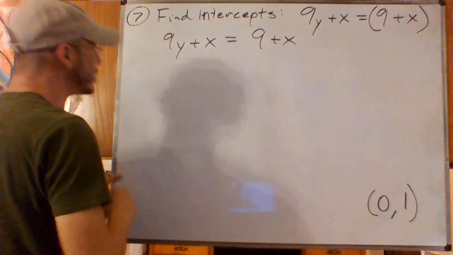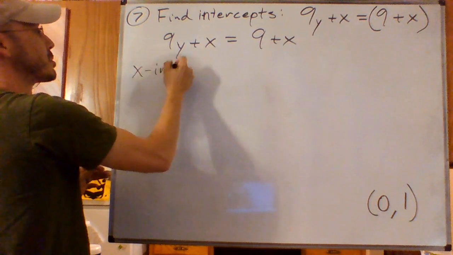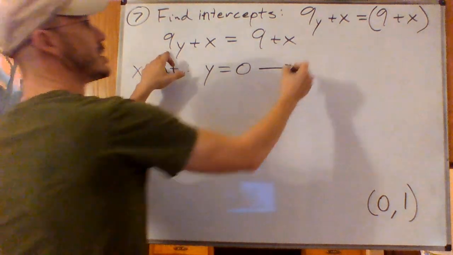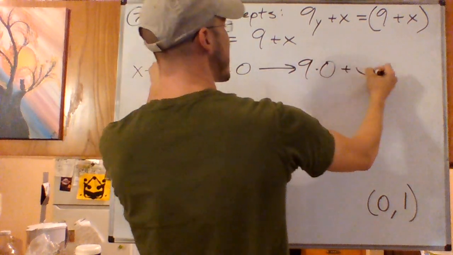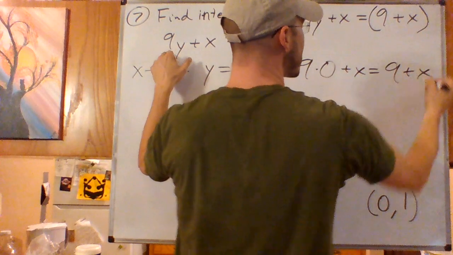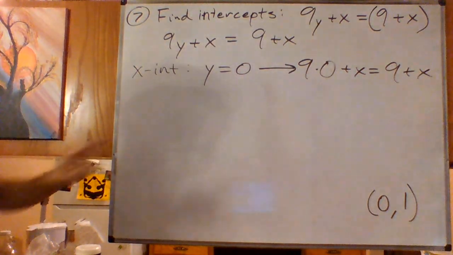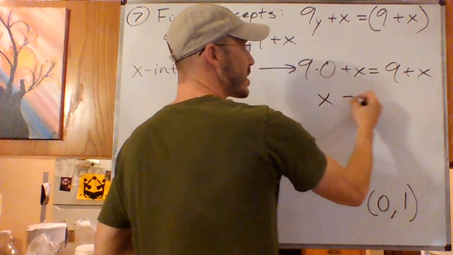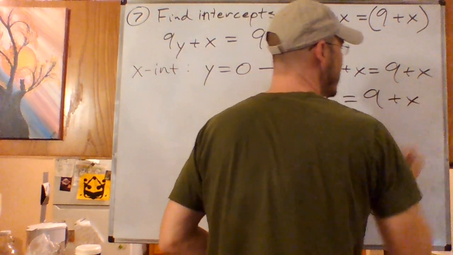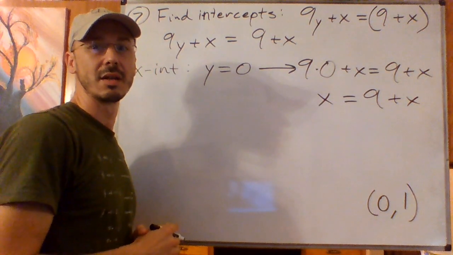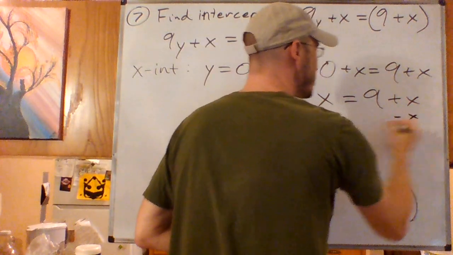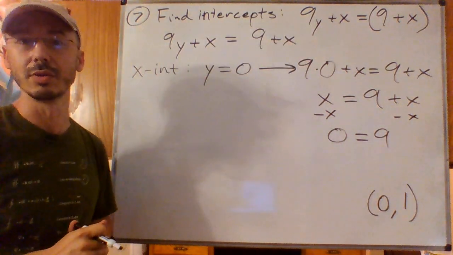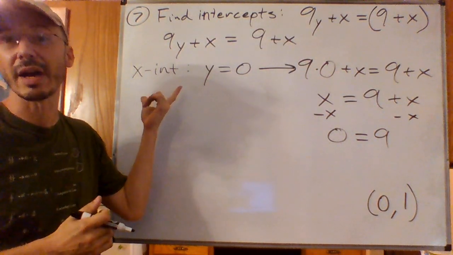But the other thing we need to do is try to find the x-intercept. And that's when y is equal to 0. That's going to mean 9 times 0 plus x equals 9 plus x. All I did was replace the y with 0. 9 times 0 is 0, so this is just x equals 9 plus x. And this isn't going to be good. If I subtract x from both sides, I get 0 equals 9. That's just not true. What that means is there is no x-intercept.